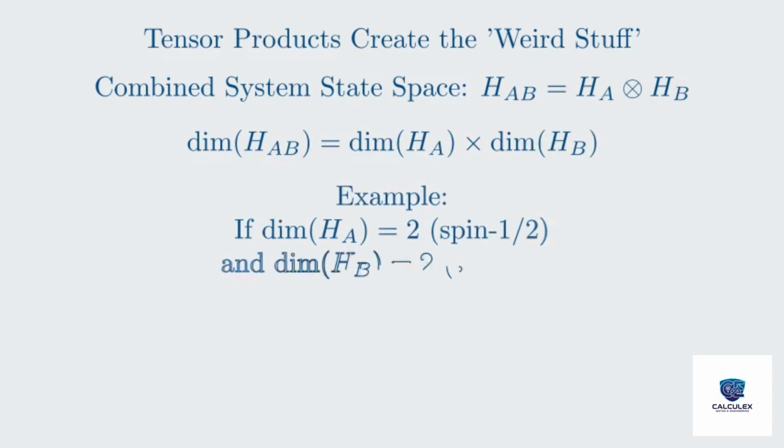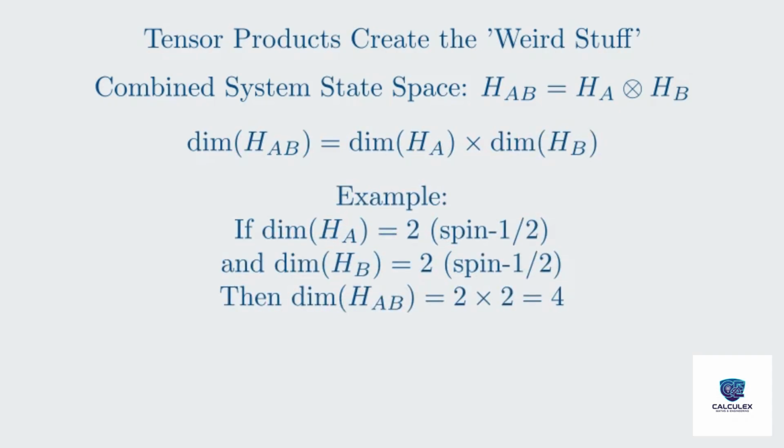For example, if System A is a spin-1/2 particle, 2 dimensions, and System B is another spin-1/2 particle, 2 dimensions, the combined system needs a 2 times 2, or 4-dimensional, vector space to be described. Most quantum weirdness, like entanglement, arises because we try to understand high-dimensional linear algebra using our 3D intuition. This is a crucial distinction.